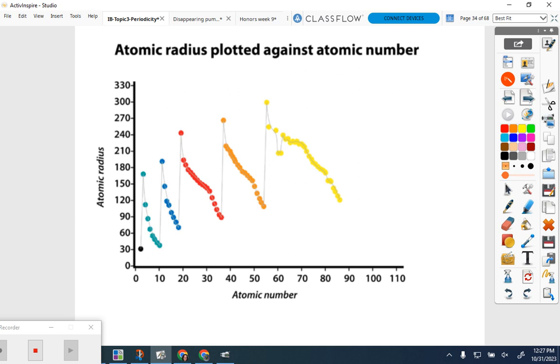So you want to get familiar with what these graphs might look like and be able to identify, just looking at this graph without having a y-axis labeled, what periodic trend this could be. And I'll give you guys a chance to practice that later.